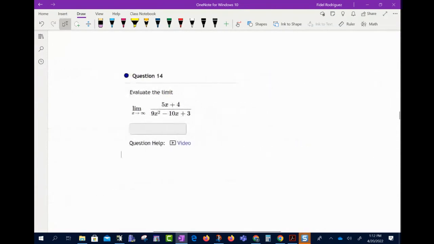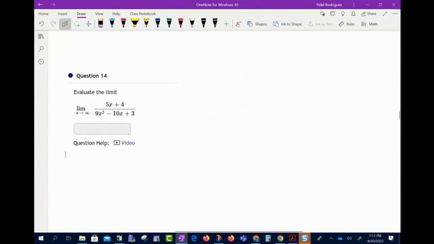Okay, so look what it's telling us to do here. It's telling us to evaluate the limit. So we're taking the limit as x gets bigger and bigger and bigger. When we're talking about these infinite limits, the idea here is we're looking at the degree of the top and the degree of the bottom. What I mean by the degree is: what is the highest power of x?